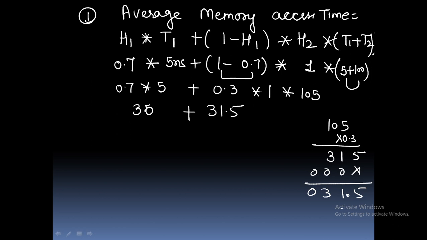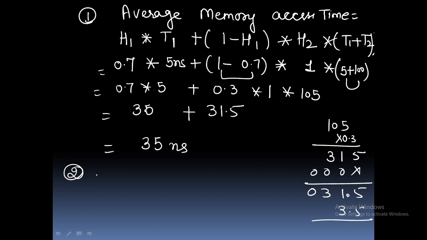31.5. When we add 3.5, we will get 35 is the answer of average memory access time. That is equal to 35 nanoseconds. Now, second case, that is related to simultaneous access memory organization.